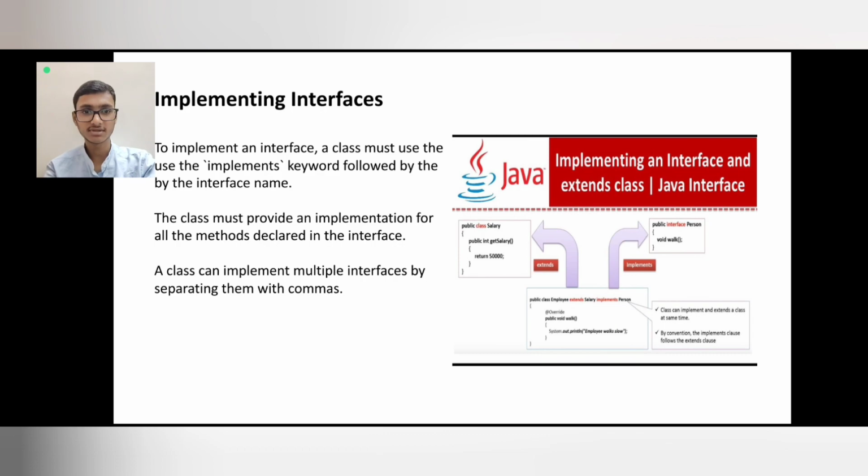Implementing interfaces. To implement an interface, a class must use the implements keyword followed by the interface name. The class must provide an implementation for all the methods declared in the interface. A class can implement multiple interfaces by separating them with commas. So, in order to use an interface, you have to use a keyword called implements.